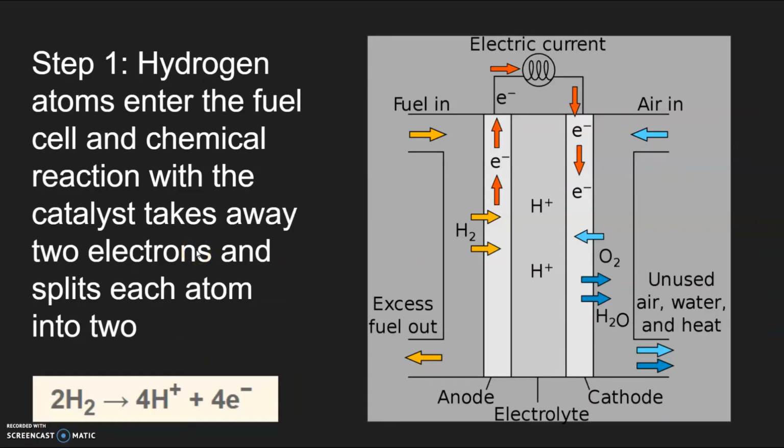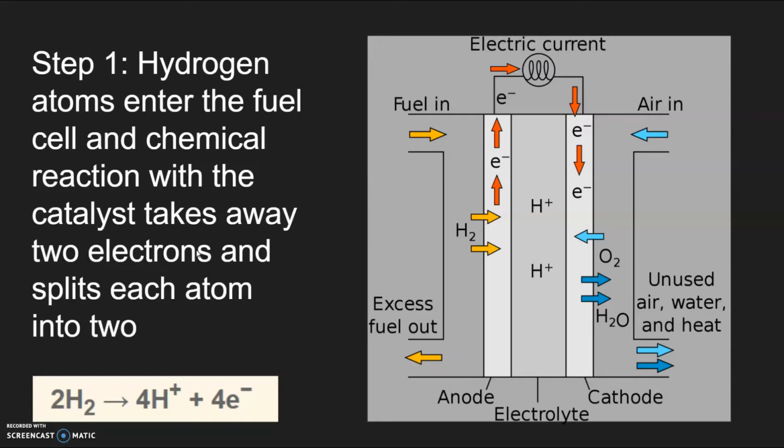So now let's get on to how the hydrogen fuel cell actually produces electricity. In the first step, hydrogen gas enters the cell through the anode side. Once it enters, it goes through the catalyst.